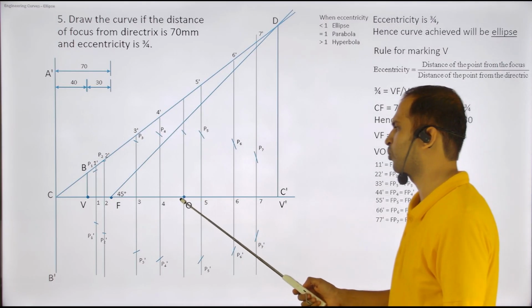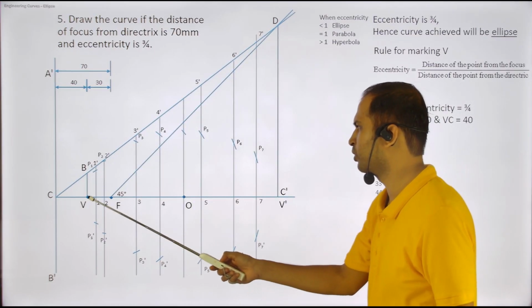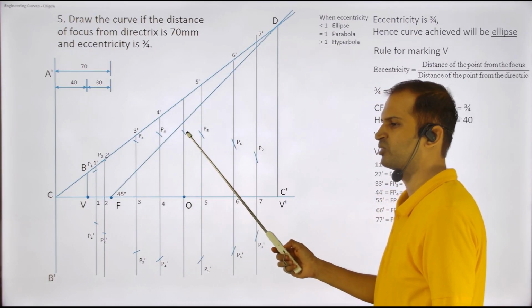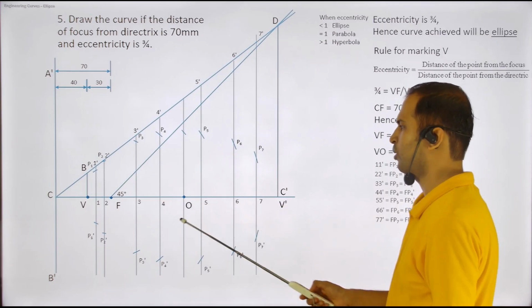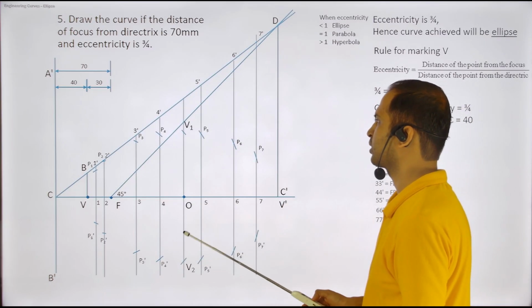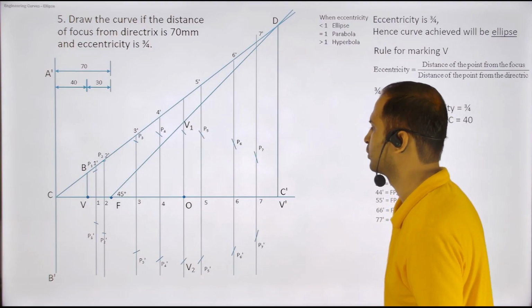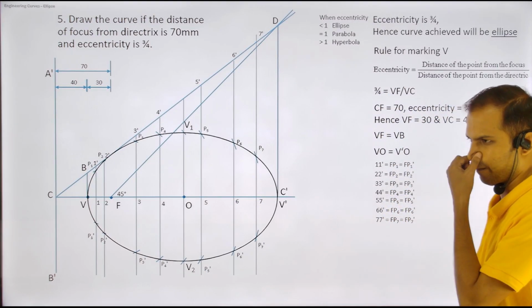See, this is a center point for me. So the ellipse will come from here, reach the maximum height at the center, and then come down. So I'm also marking the center line. This is going to be V1, V2. And I'm going to make an ellipse.